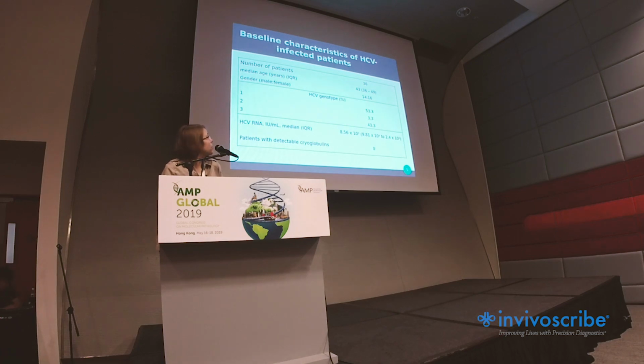This is our baseline characteristics of the HCV infected patients. So the median age of our patients was 33, and the gender distribution was more or less equal, with 14 to 16. Our HCV genotype was mainly genotype 1 and 3, and only 3% had genotype 2. And as you can see, we also searched for cryoglobulins, but none of our patients had any.